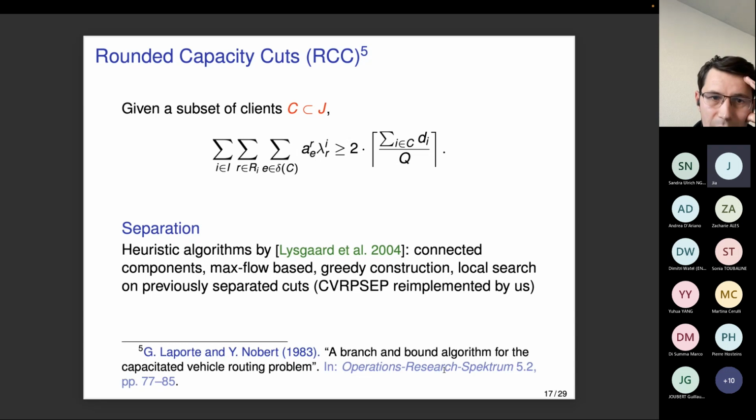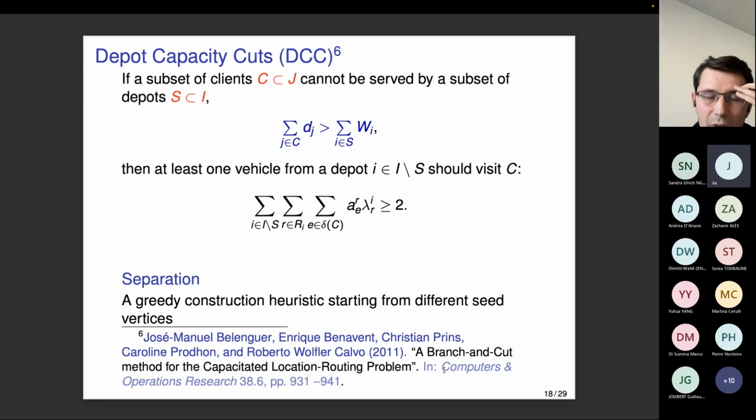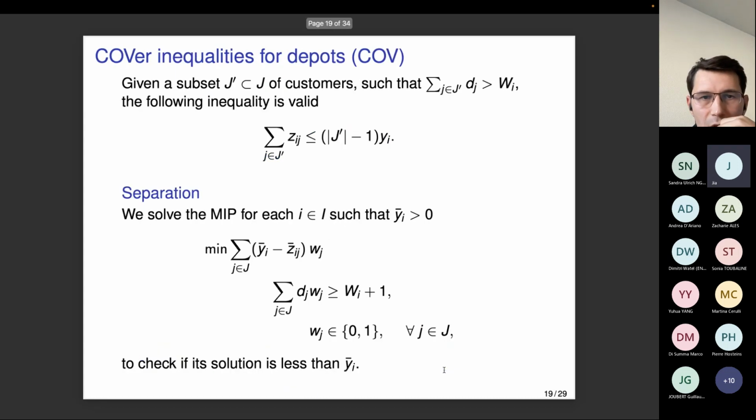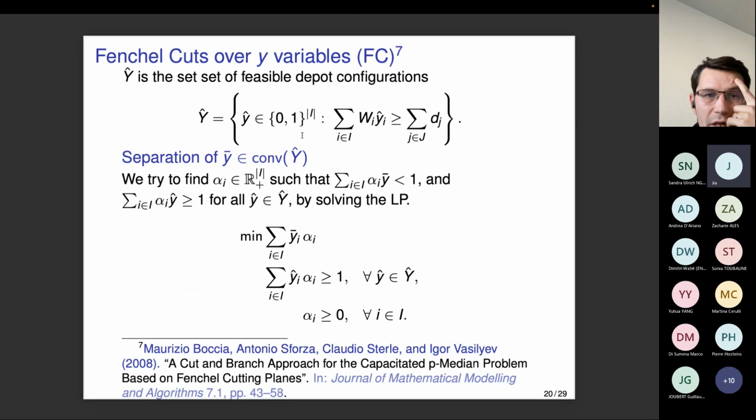These are rounded capacity cuts. These are depot capacity cuts, which are a specialization of the rounded capacity cuts for the particular case with several capacitated depots. These are cover inequalities for the depots. These are weak knapsack cuts, which are expressed in terms of the z variables. We can still add them and separate them. And these are eventual cuts over the y variables. These are also a type of knapsack cuts.